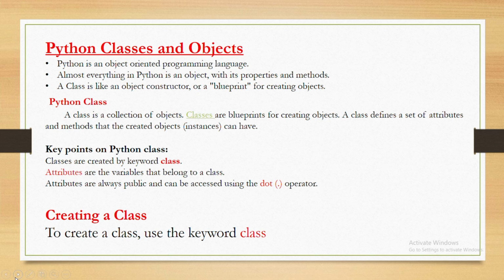Some of the key points we need to understand in a Python class are these. A class is created by the keyword class. Whenever the interpreter wants to understand that it is a class you're working on, it has to see the keyword class. Then we have attributes. Attributes are the variables that belong to a class. Don't worry, sit tight, because when we start doing it practically, I'm going to explain what these things are. The next thing is that attributes are always public and can be accessed using the dot operator. You're going to see it. Don't stress about it.